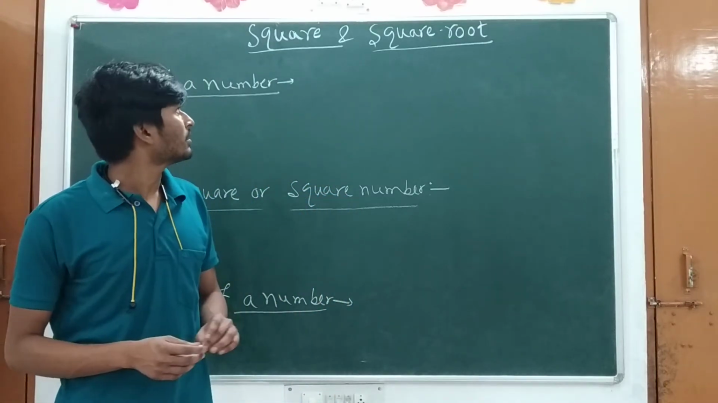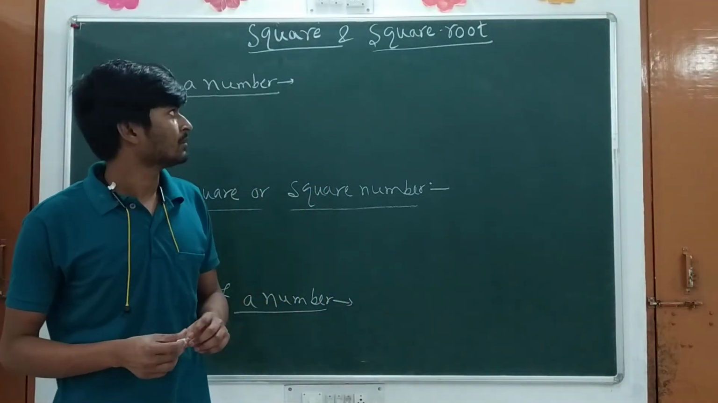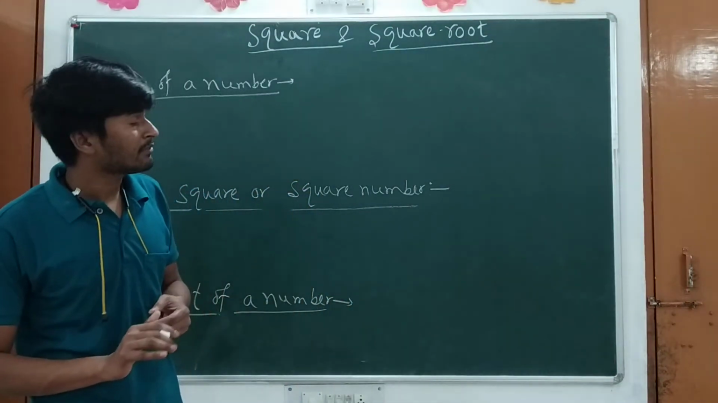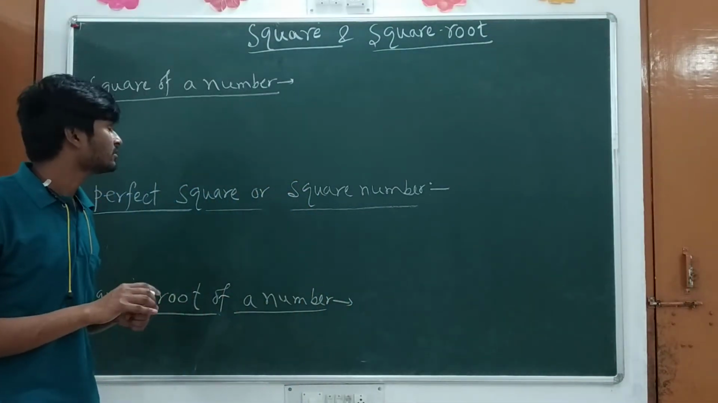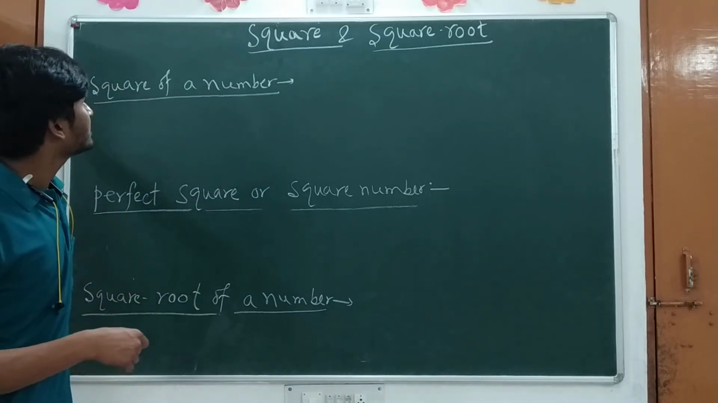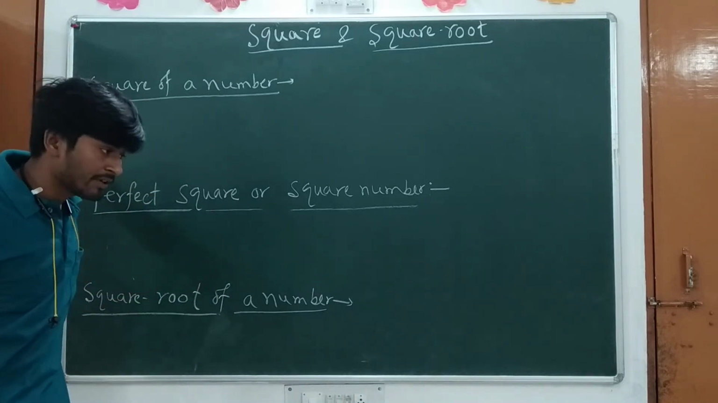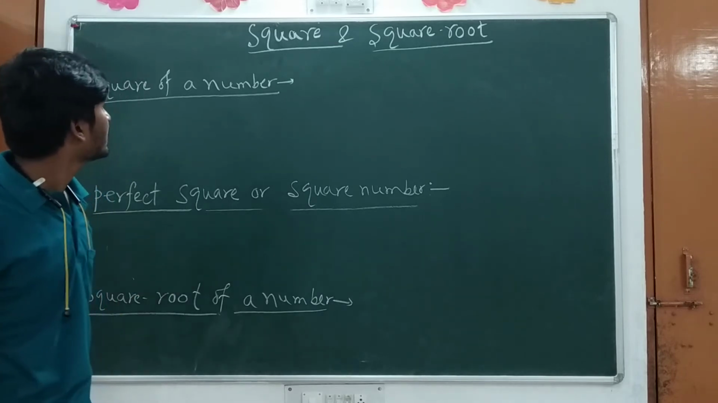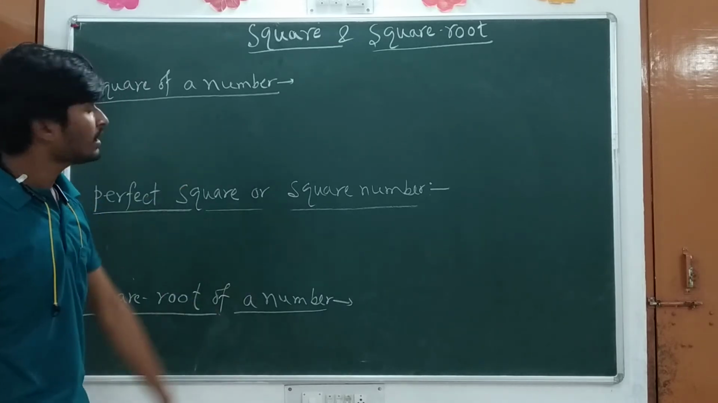Today we will start our third chapter, that is square and square root. To discuss this, at first we have to know some definitions of it. First, what is a square of a number, what is a perfect square or square number, and what is the square root of a number. So first, square of a number, you know.